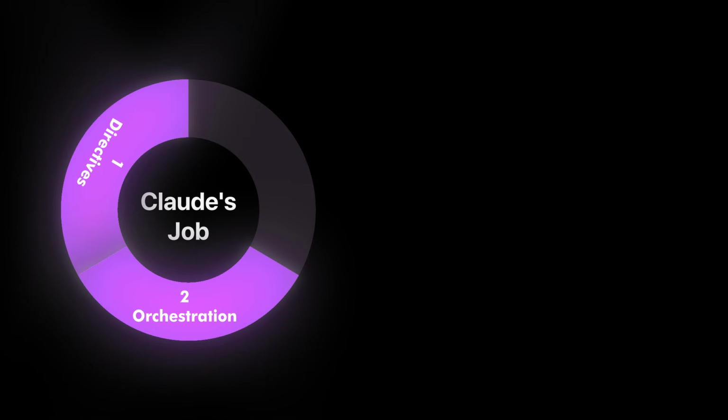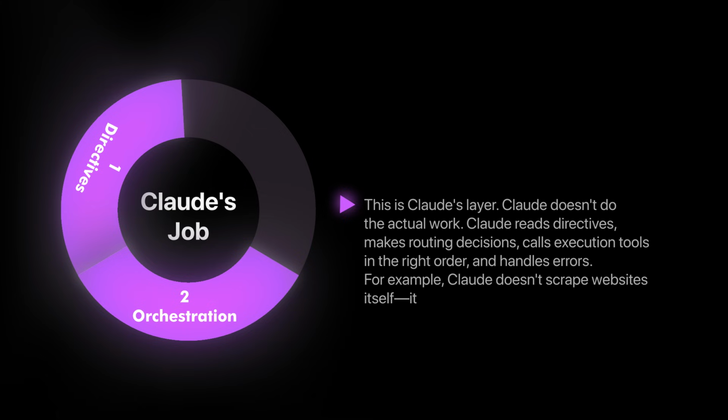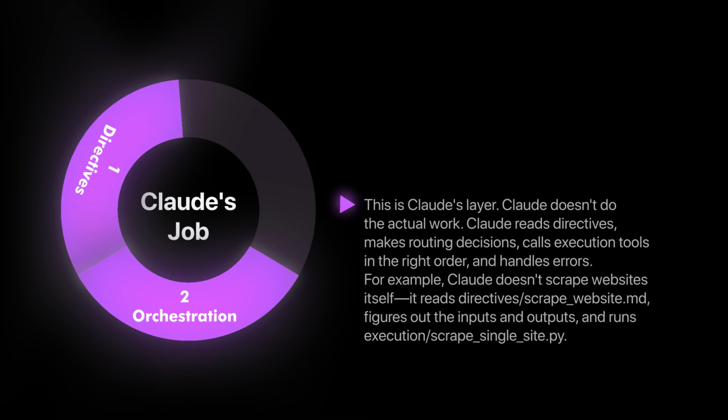Now, the second layer is orchestration. This is the Claude layer, and Claude doesn't do the actual work. Claude reads directives and makes routing decisions, calls execution tools in the right order, and handles errors. For example, Claude doesn't scrape a website itself. It reads directives, figures out the input and output, and runs the execution file.